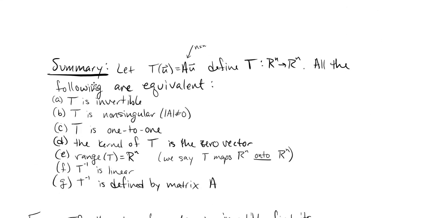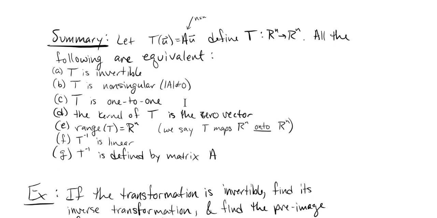So what do we have here? All the following statements are equivalent. Think about these as statements about this matrix A. T is invertible, A is invertible. T is non-singular, A is non-singular. We knew that would have to be the case. We've seen here that if T is non-singular, it's one-to-one. Those two are equivalent statements. The kernel of T is the zero vector in the case that it's one-to-one. We've seen those are equivalent statements. The range of T is Rn.